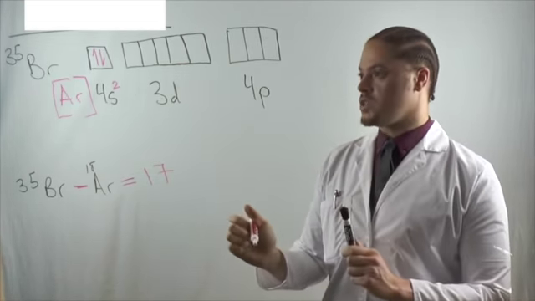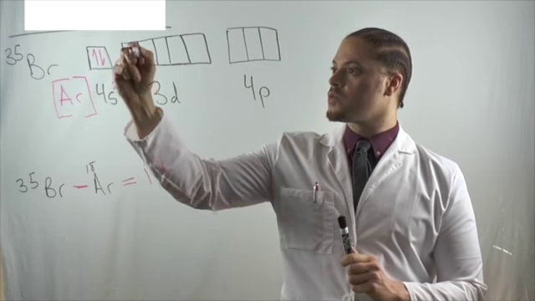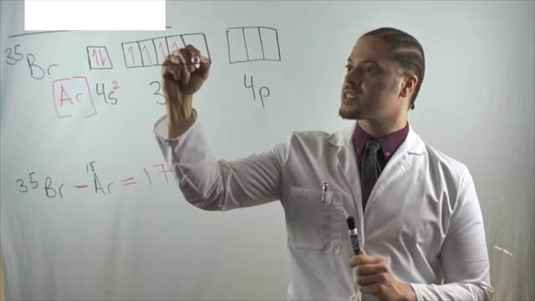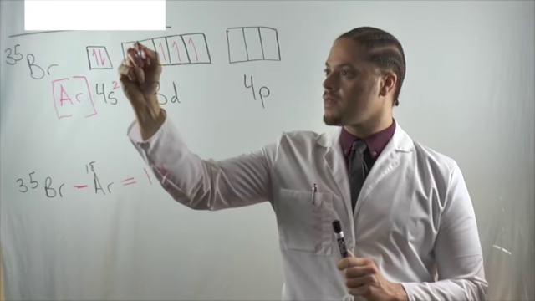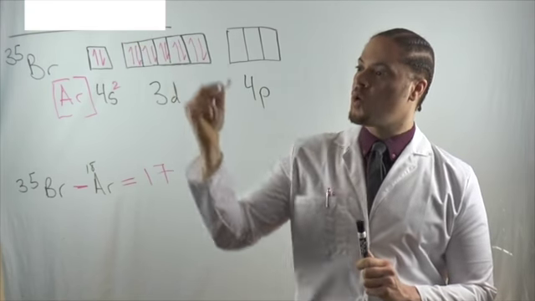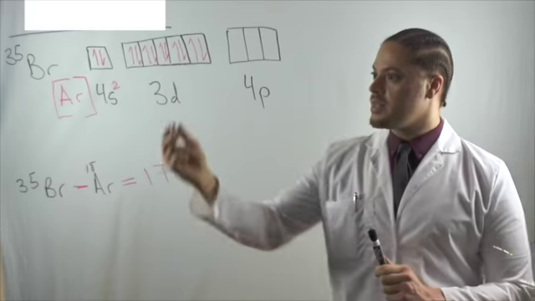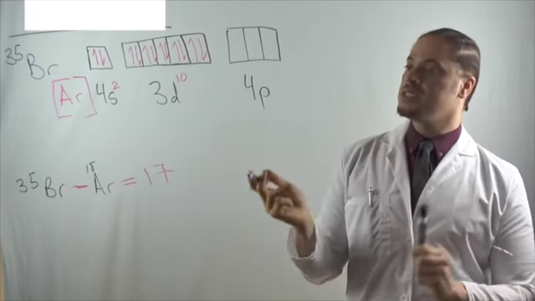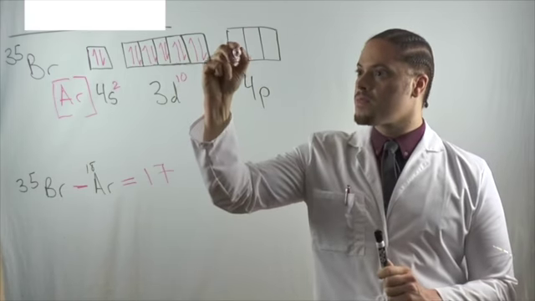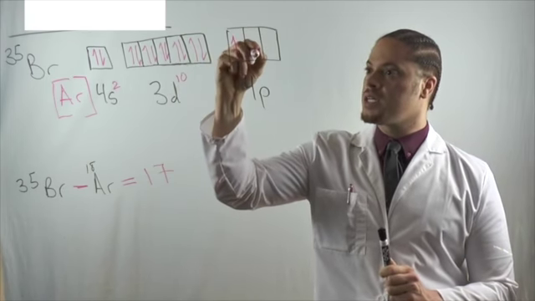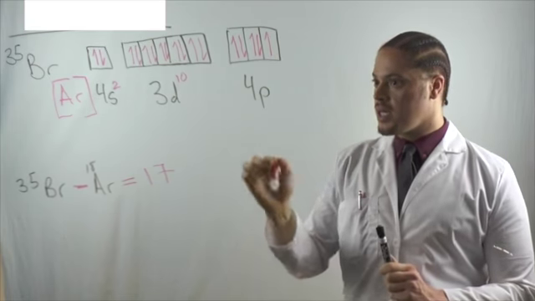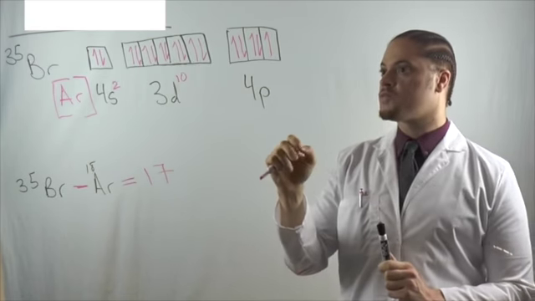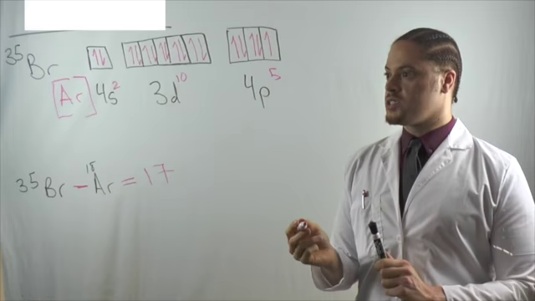1, 2, 3, 4, 5, 6, 7, 8, 9, 10, and that filled up, that's all 10. That's 12 electrons, I still need 5 more to go. 13, 14, 15, 16, 17. And our 4p orbital filled up with 5 electrons.